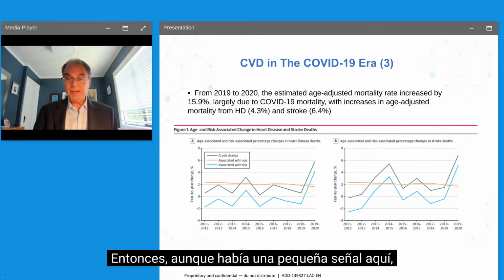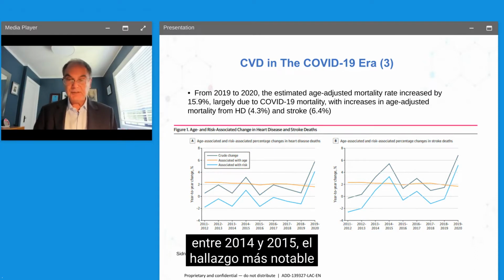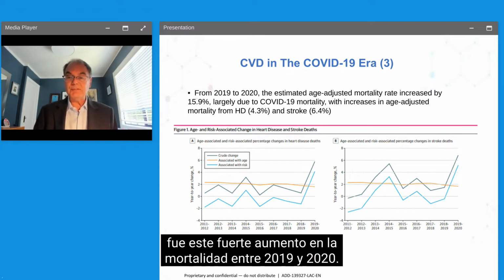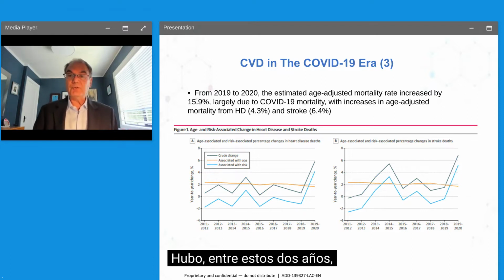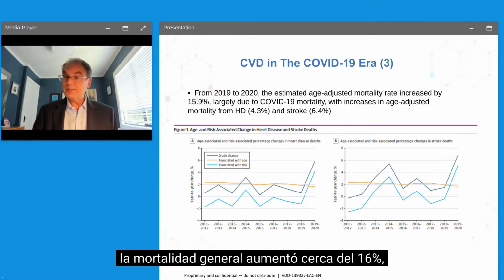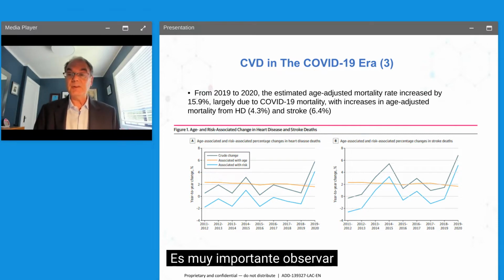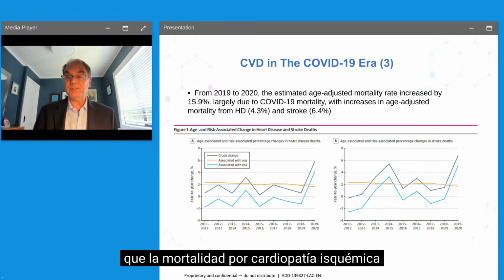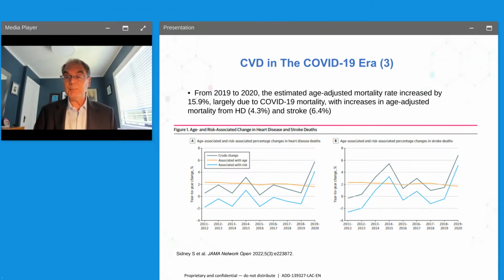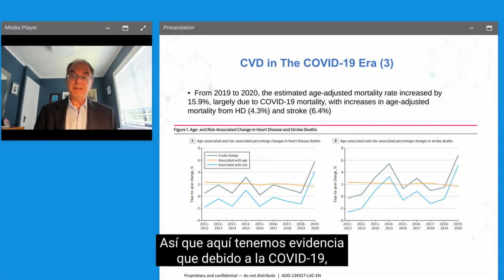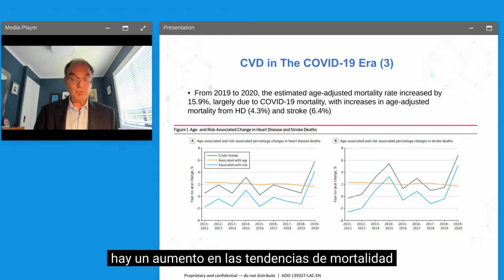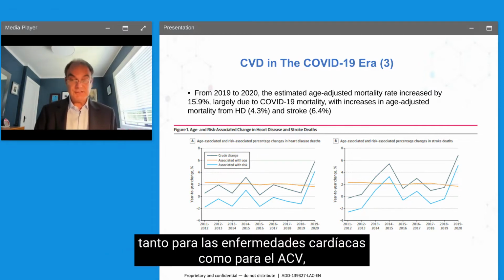So although there was a little blip here between 2014 and 2015, the most remarkable finding was this steep increase in mortality between 2019 and 2020. There was, between these 2 years, an increase in overall mortality by about 16%, mostly due to deaths by COVID-19. But it's very important to realize that mortality from ischemic heart disease increased by 4.3%, and for stroke increased by 6.4%. So here we have evidence that due to COVID-19, there's an increase in mortality trends for both heart disease and stroke.